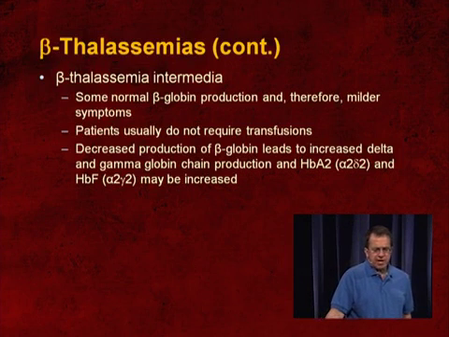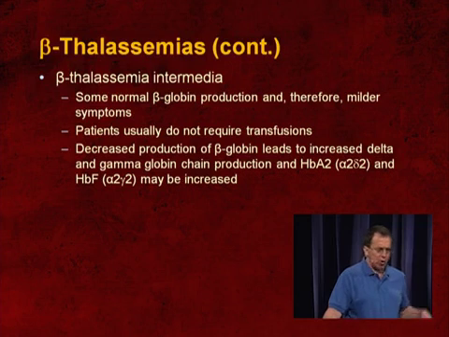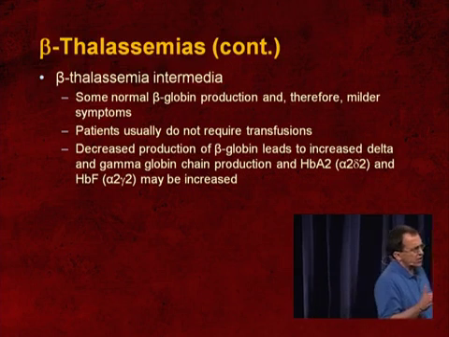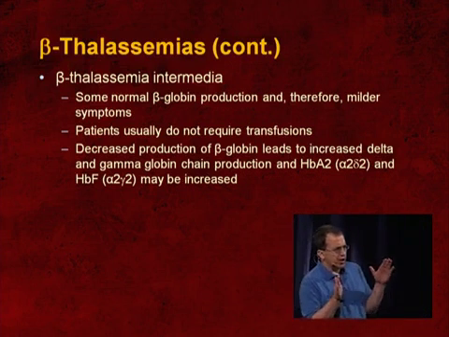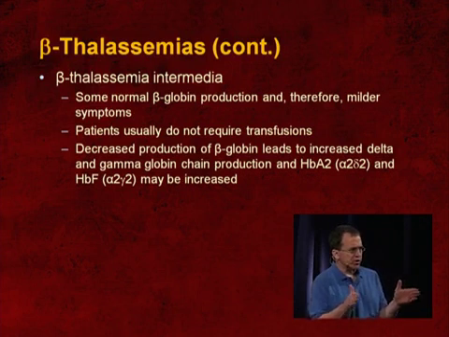You can have an intermedia. That's like, okay, you've got one gene out, but the one bad gene still makes some normal beta globin, and that's a milder symptom. They don't require transfusion. They'll have decreased production of beta globin, leading to an increased delta and gamma. So what's going to distinguish intermedia, which I've just thrown in here, versus major?